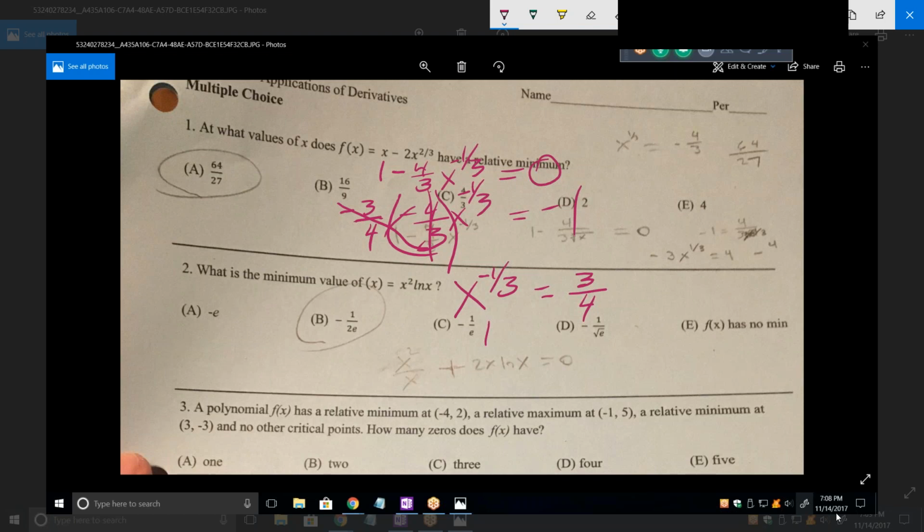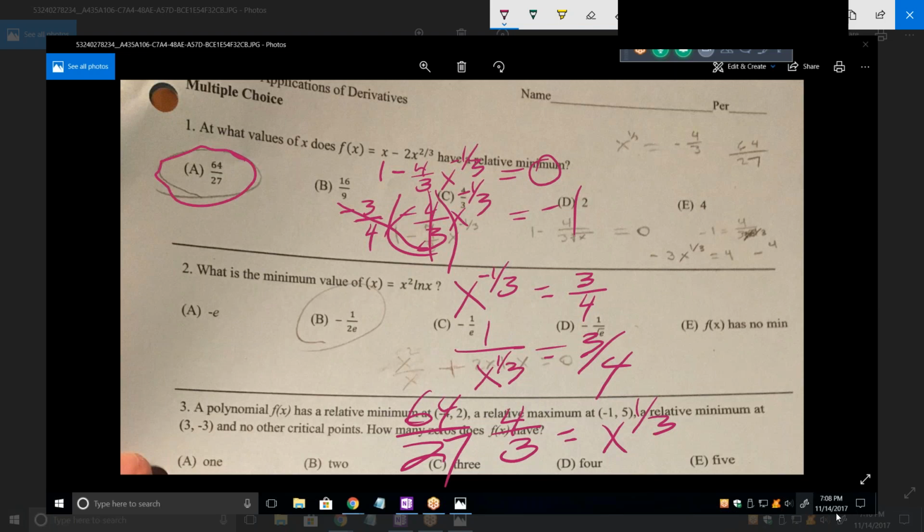So now I got 1 over x to the 1/3 equals 3/4. And now if I move that to the right side, I got x to the 1/3 equals 4/3. Now when I cube it, I get 64/27. And you did the right thing here, choosing that, even though the way you came up with it, that's a negative sign right there, isn't it? Yeah, I don't know how I got a negative, but I figured I just did something wrong with the signs.